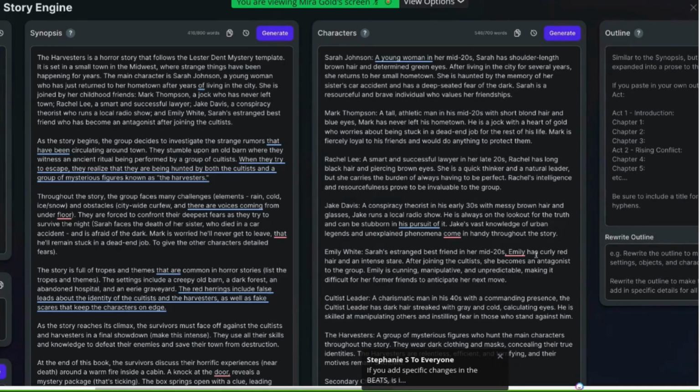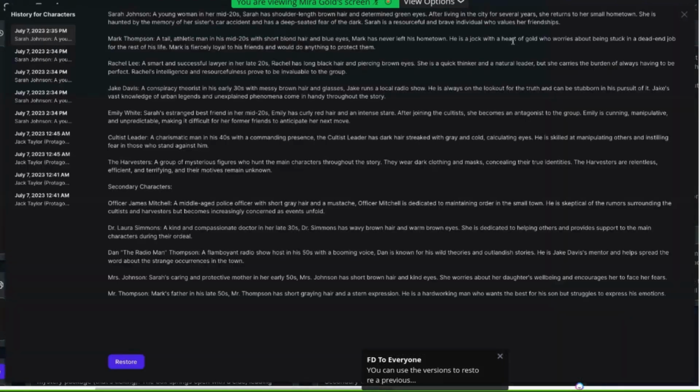So you have to be the one who updates that information. Story Engine is not going to follow those changes for you. The best that Story Engine can do for you right now is to go in and look at your history. So up at the top where the little clock was, I hit my history.